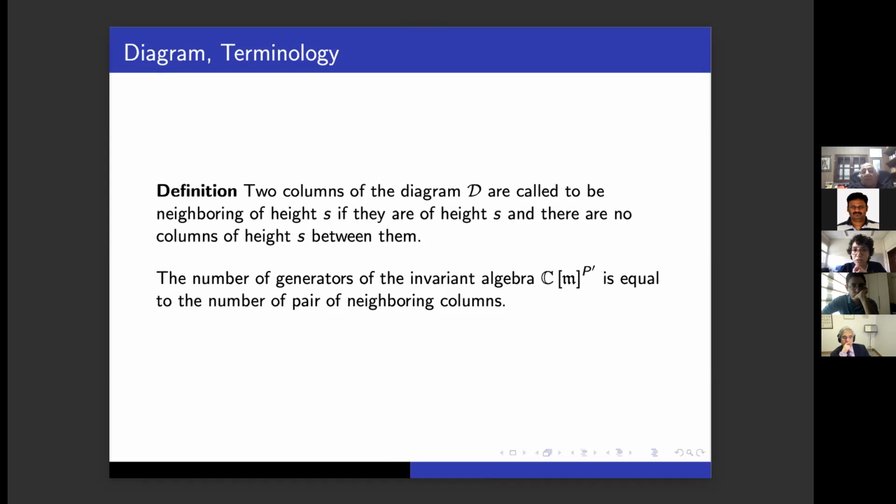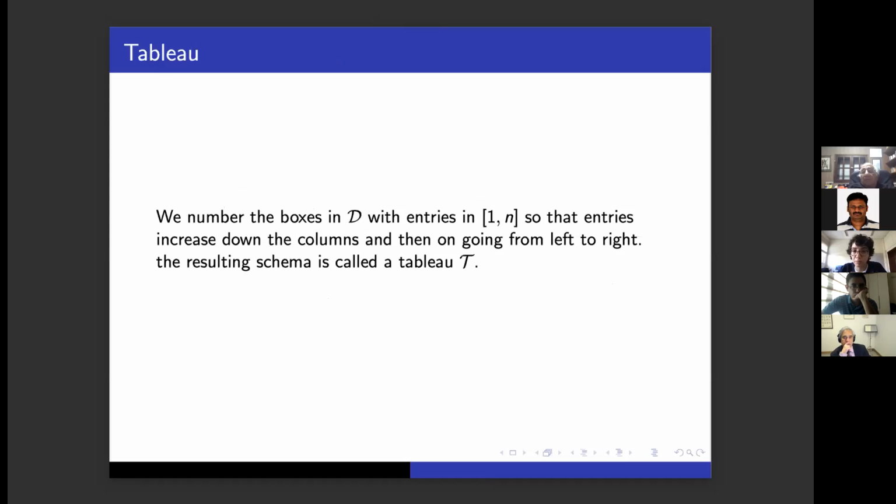Okay, now I want to give a little bit more structure to this diagram. So what I'm going to do is number the boxes of D from 1 to N, in increasing order from top to bottom and from left to right. The resulting scheme is called a Tableau.